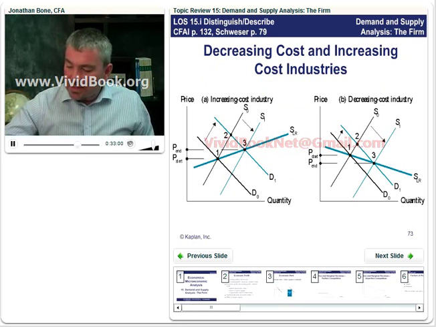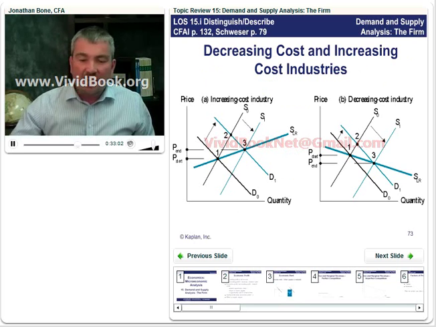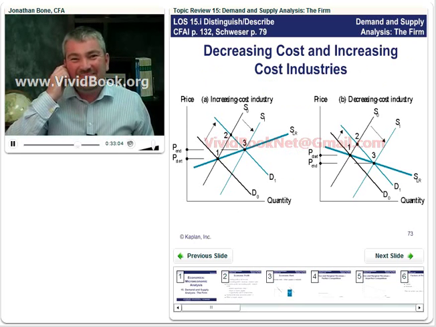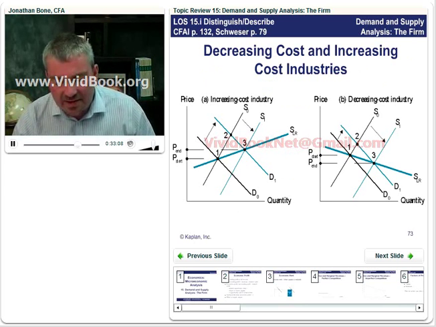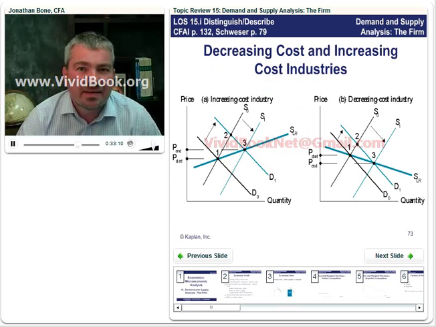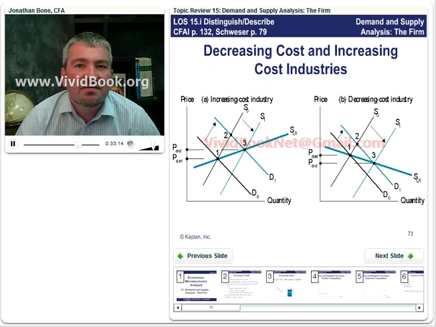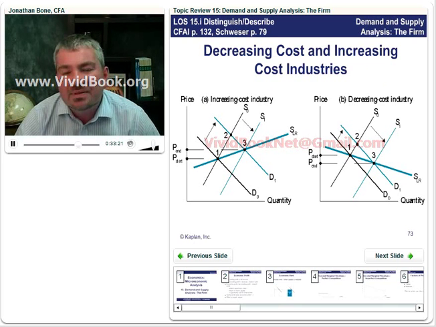Decreasing cost and increasing cost industries. Am I particularly excited by these? Not massively. Okay, let's have a look at an increasing cost industry. The scenario here is you've got a shift in demand. So you can see demand is shifted from D0 to D1. And when that happens, of course, initially price starts to rise. We move from point 1 to point 2. So we move up the industry supply curve, S0.